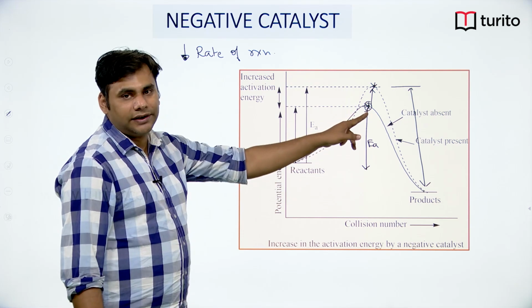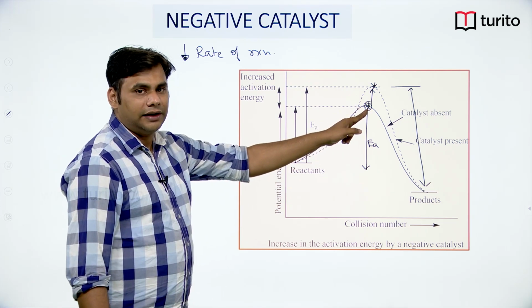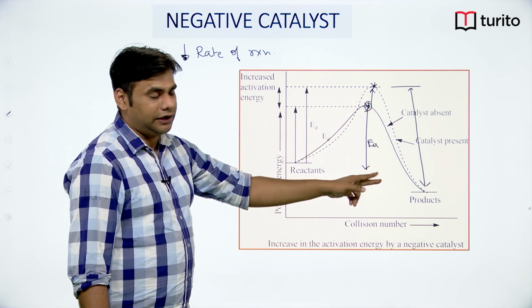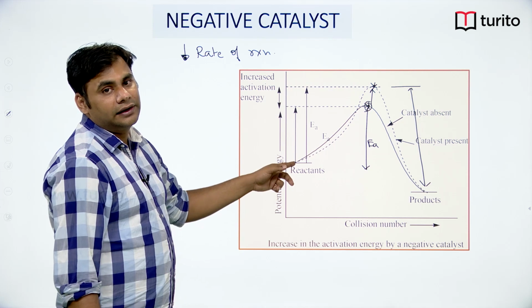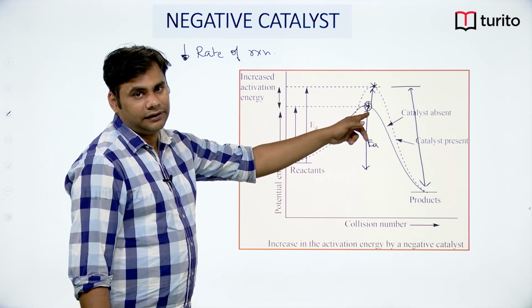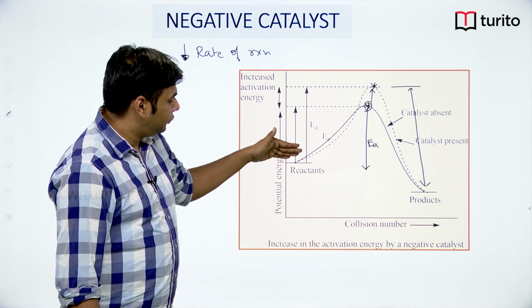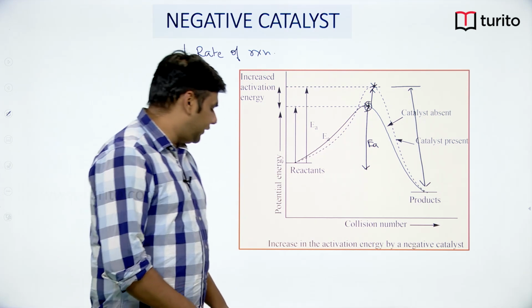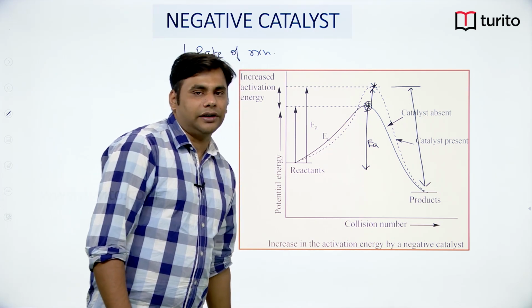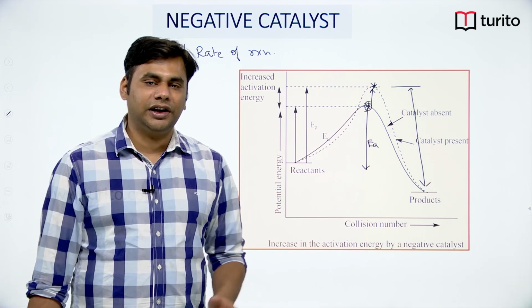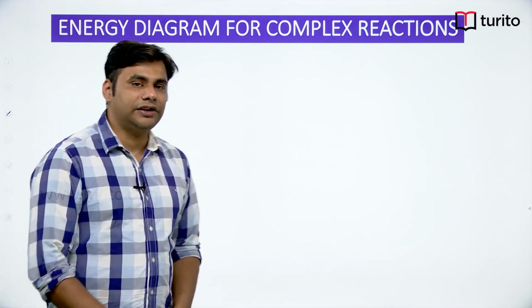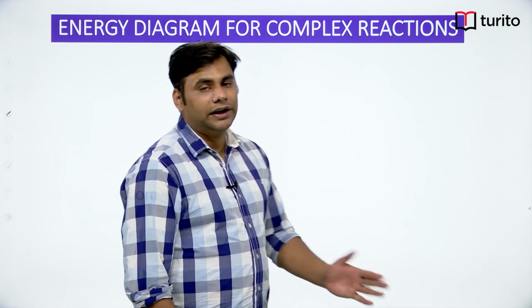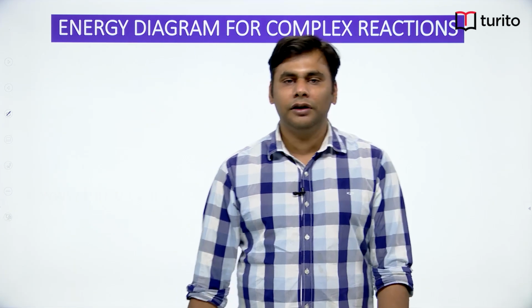It can either destabilize the transition state and increase its energy so that activation energy is increased, or it can stabilize the reactant. If it does not stabilize the transition state but stabilizes the reactant, so the reactant energy will go down, so obviously the activation energy will also increase. But in general, a negative catalyst destabilizes the transition state. A catalyst, on the other hand, stabilizes the transition state and lowers its energy. Because it has lowered the energy, the activation energy would decrease. Due to the decrease in activation energy, the reaction would become fast.